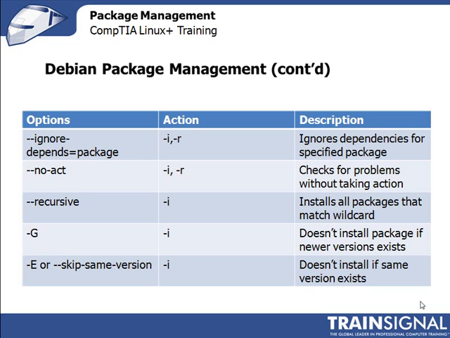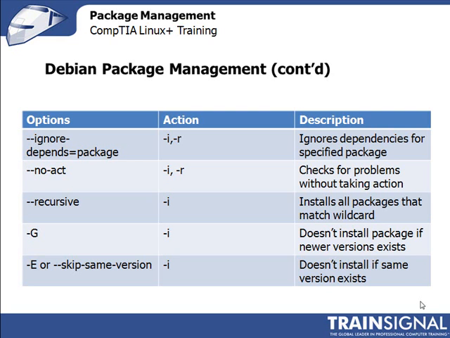-G says not to install the package if a newer version exists, and -E or --skip-same-version says not to install if the same version exists. Now it's important to note here that both the case of the option and the number of dashes are really important and must be entered exactly as they appear.